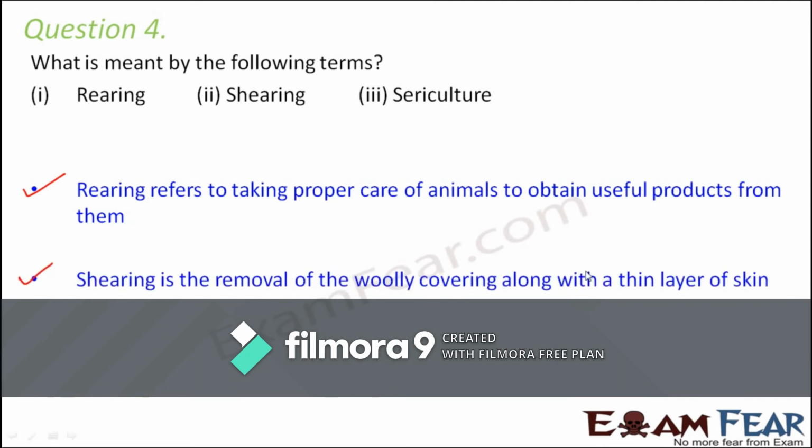Shearing is the process of removing the woolly covering along with a thin layer of skin from wool animals, for example sheep or goat. When we want to obtain wool from them, the first step is always shearing, where we just remove the layer of wool from their body. This process doesn't hurt them because the layer of skin which we are removing is a dead skin layer.